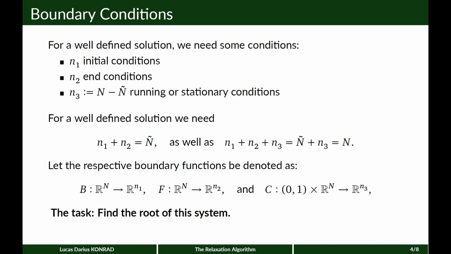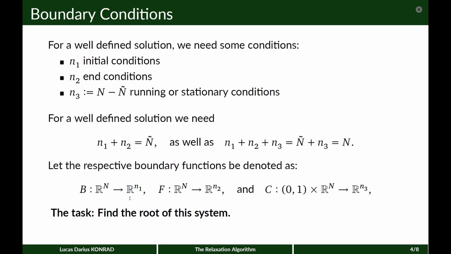So for all the dynamic variables n tilde, we need as many initial and end conditions. Together there need to be as many initial and end conditions as there are dynamic variables. And altogether there need to be as many boundary conditions in total as we have variables to solve for. The last row is kind of intuitive, not necessary for understanding what's going on, but if you're interested in the details, these are how the functions are defined.